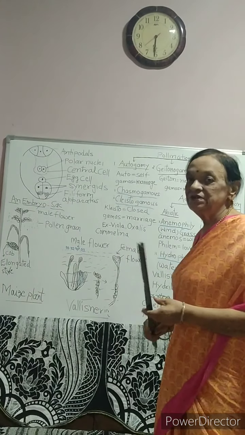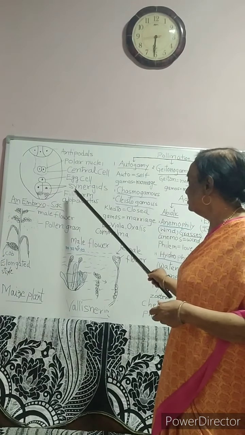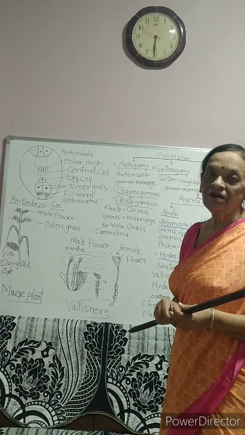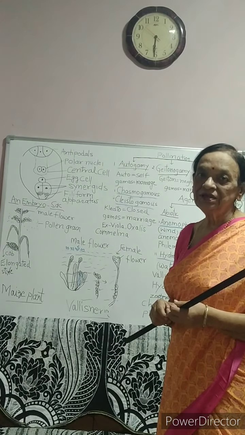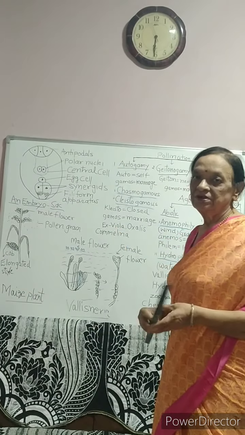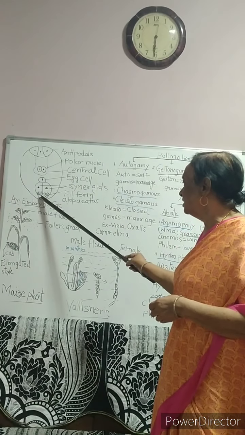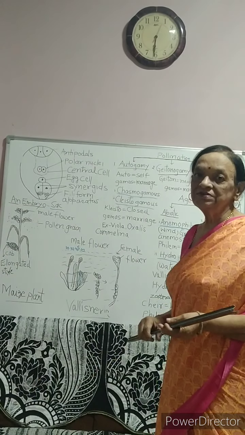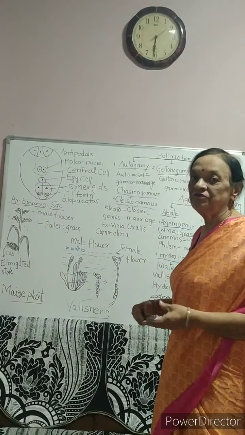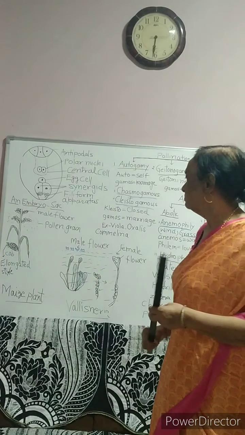At the base of the synergids is the filiform apparatus. What is this filiform apparatus? It is an irregular projection towards the micropylar end. It guides the entry of the pollen tube into the embryo sac or female gametophyte.